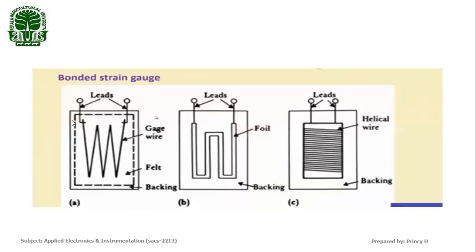You can see bonded strain gauges are of three shapes. One is wire type, and we are taking two leads outside, and these leads are connected to a Wheatstone bridge arrangement. It is a foil type, or it is a helical wire mounted on a small paper backing. Okay, so two ends of this conducting wire or foil, we are taking to connect into the Wheatstone bridge arrangement.